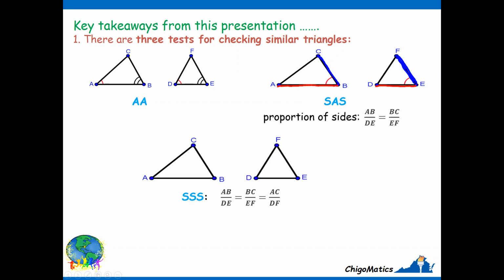Then comes the side. Here we are simply trying to say AB over DE as a ratio. If it is equal to BC over EF as a ratio, if it is equal to AC over DF as a ratio, then we can conclude that the triangles are similar. So in all fairness, just know that if you're given any two triangles and you want to check whether those triangles are similar or not, there are 3 tests for checking that.